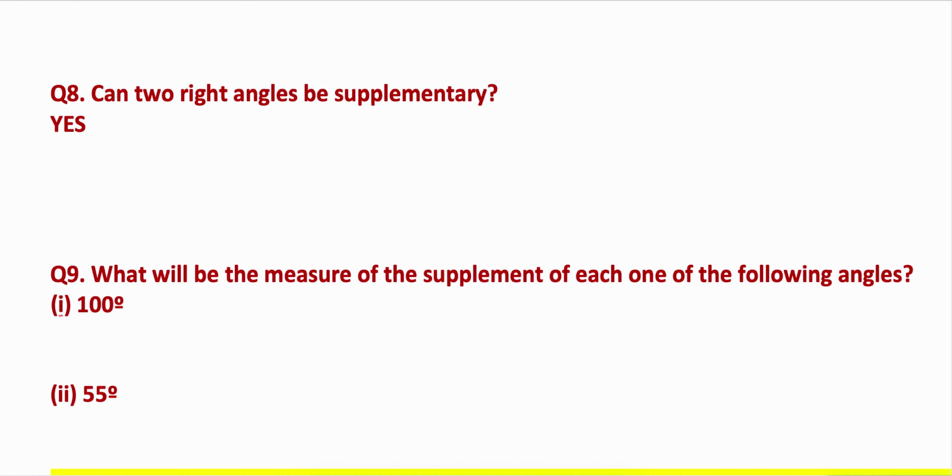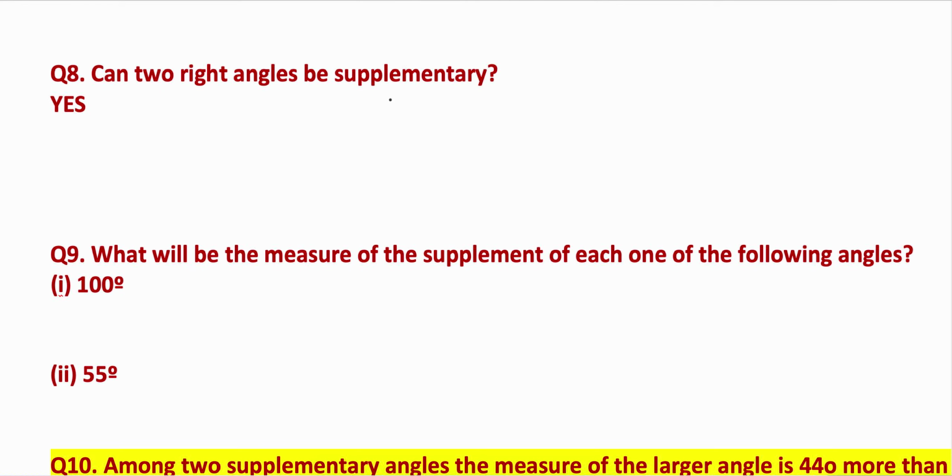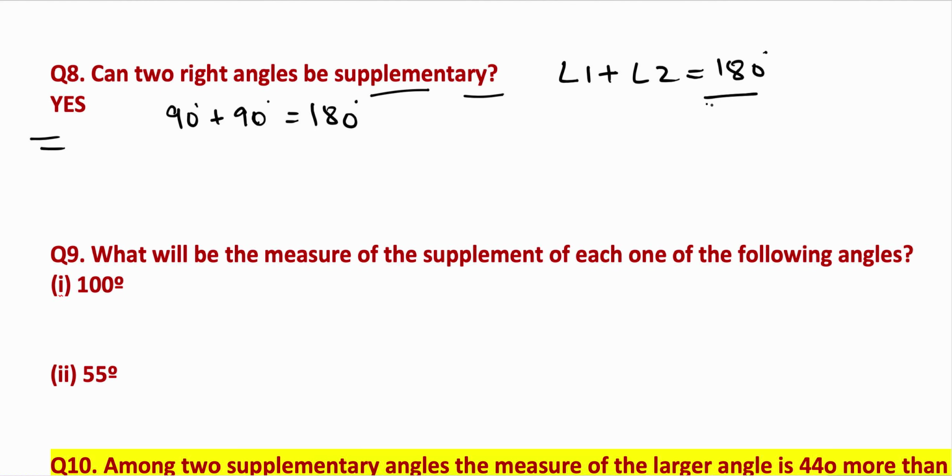Question number 8. Can two right angles be supplementary? The answer is yes, because two right angles are 90 degrees plus 90 degrees, which is equal to 180 degrees. And for supplementary, we know the sum of the two angles should be equal to 180 degrees. So only two right angles can be supplementary to each other.